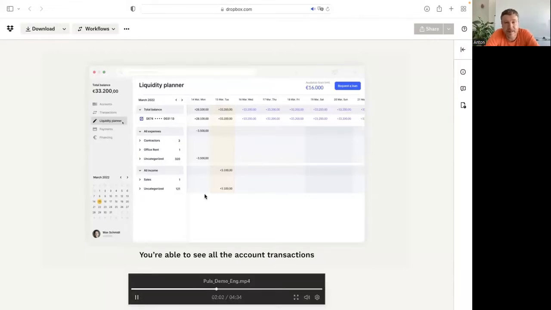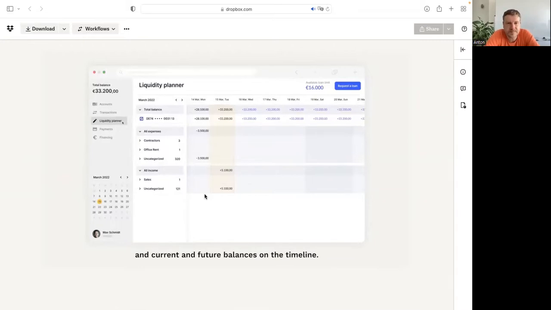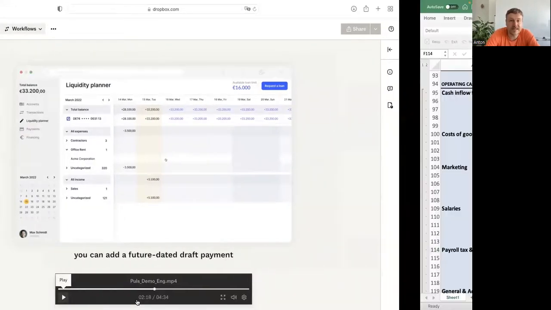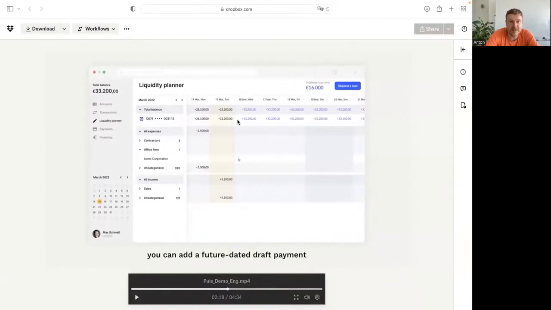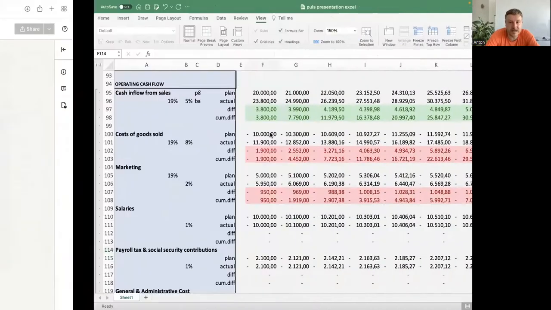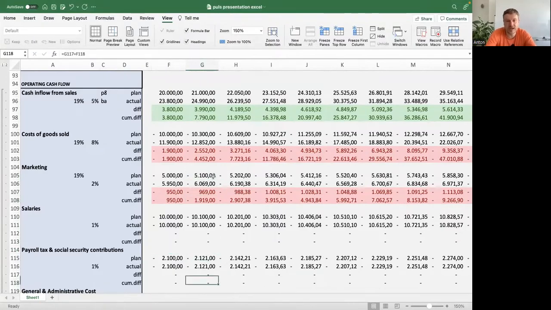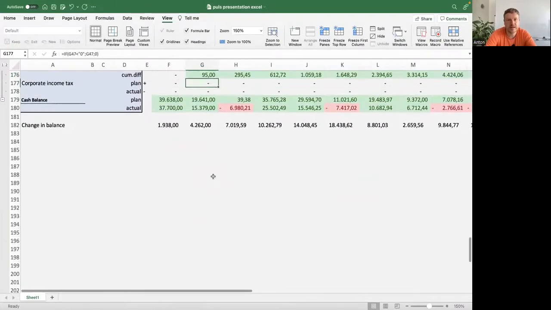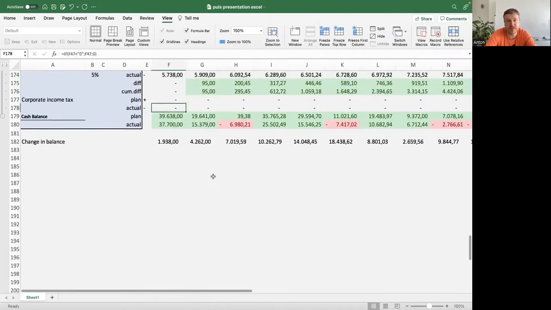You are able to see all the account transactions and current and future balances on the timeline. Puls also makes it easy to understand which balance you have today and in the future on your bank account. For example, if you need to pay the office lease tomorrow, you can. This is what I was telling you here. You have your cash balance every day. This is the monthly basis, but there is a daily basis as well.